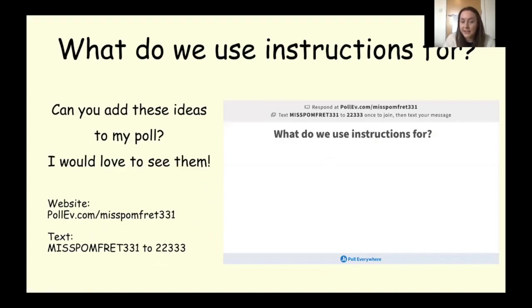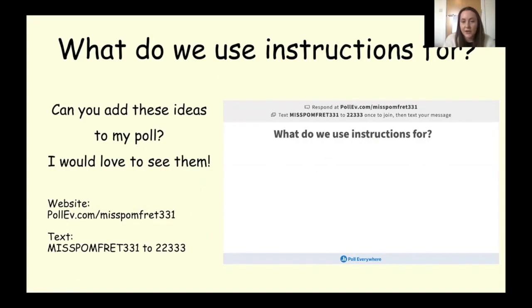Could you share your ideas with me on my poll? Just like we did in one of our lessons before half term, can you share your ideas with me? And I would really love to see them. So you need to either go to this website here or text this to this number, and then it should create a really lovely, colourful word cloud out of the ones that you have used.